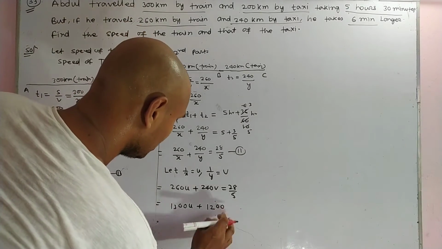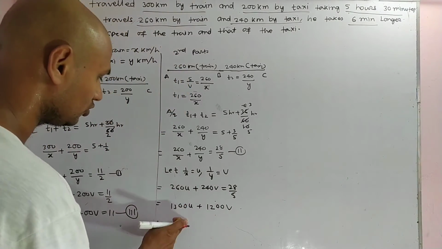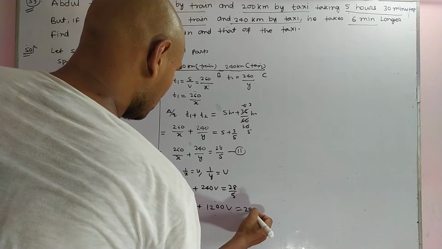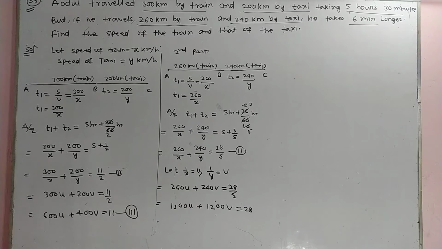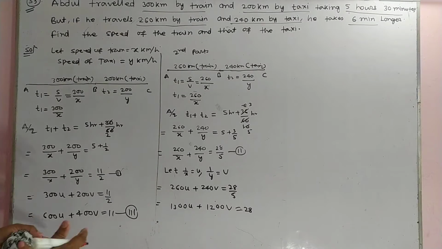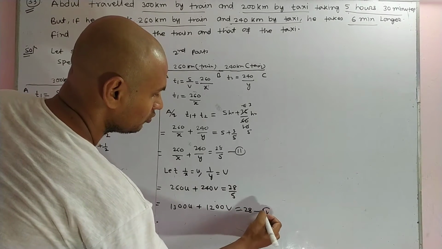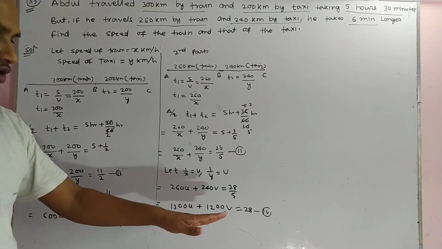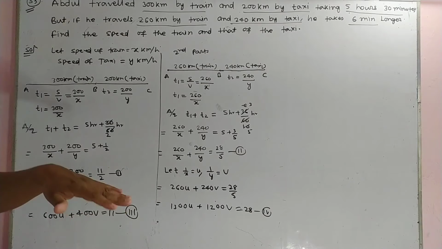This one v. Okay, this one u and this one v, and it will become 28. Okay, I think you are able to follow me. This one is equation number 4. Okay, after getting equation number 3 and 4, you can calculate the value of u and v.